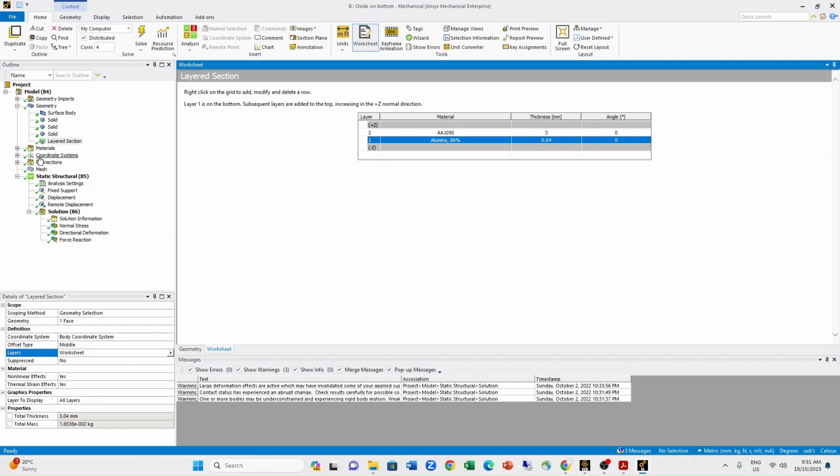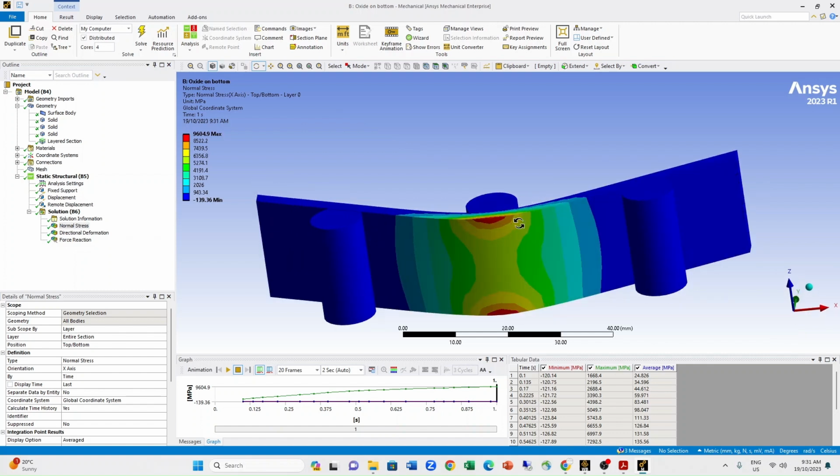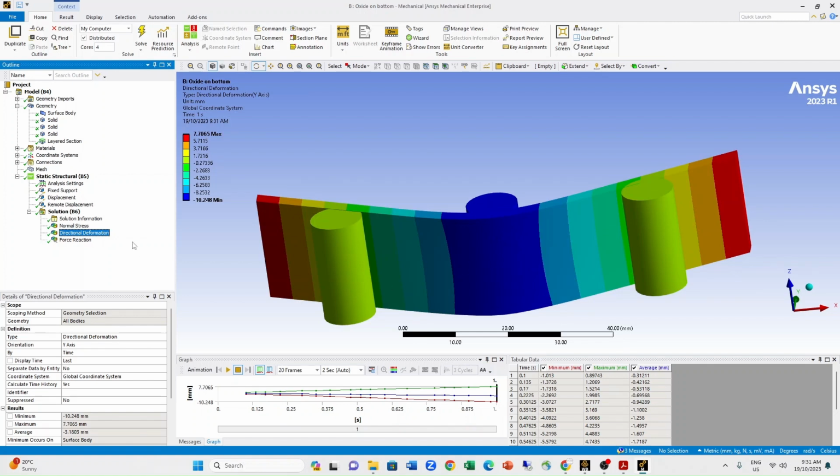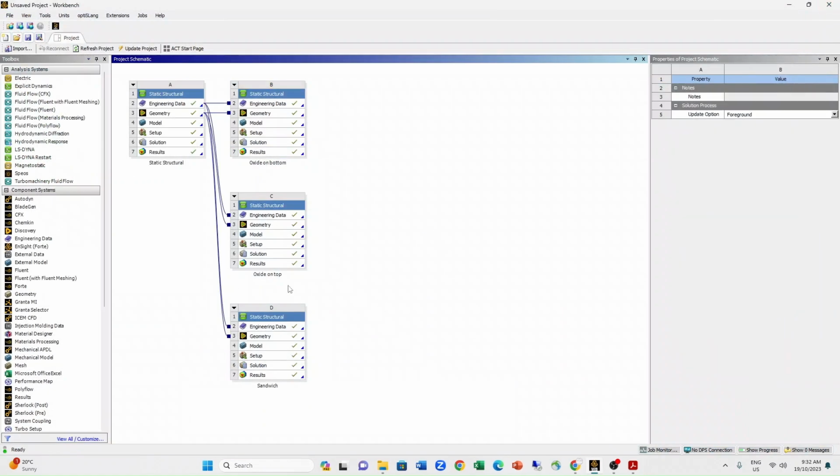After that, the remaining steps are exactly the same, and we can look at the stress. You can see that because of the high stiffness, we see very large stress in the coatings, and also the displacement and the reaction force. The other modules are quite similar. This one is a coating on the top, and the coatings on both bottom and top, like a sandwich. All these different modules have the same engineering data and the same geometry, so all are being shared. You can see all these lines mean that they are being shared.